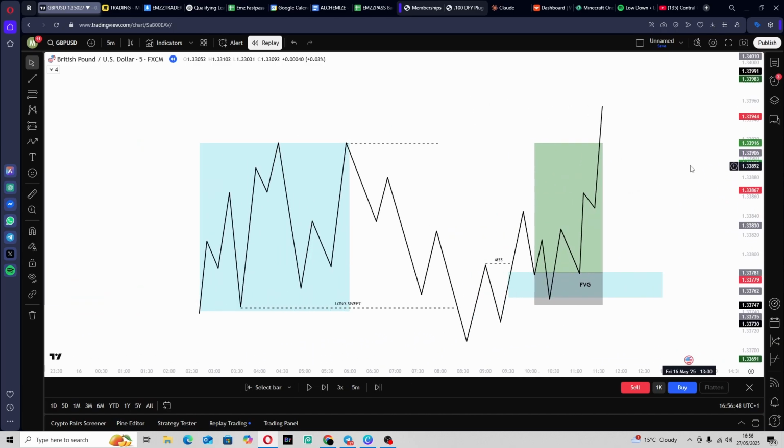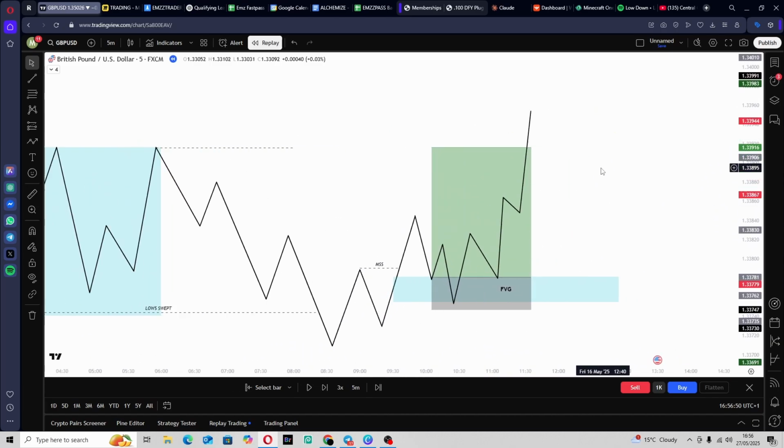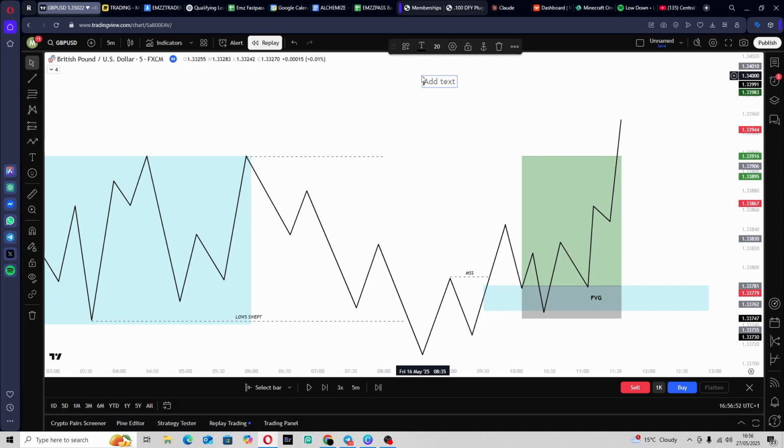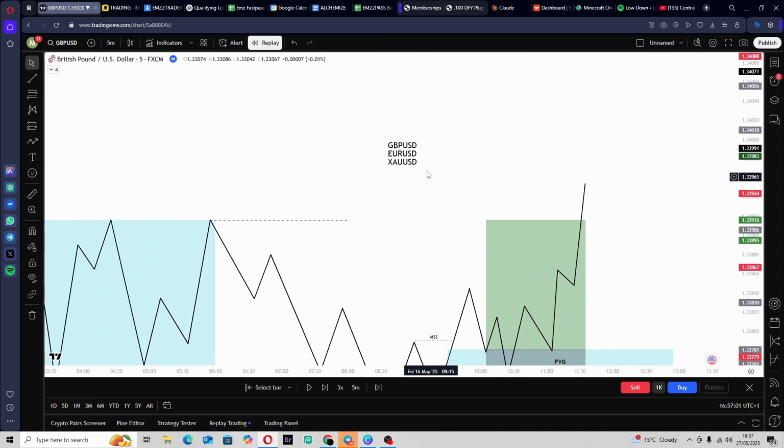That's why you need to listen very carefully, because some of these things these other YouTubers will never ever teach you. Let me show you the pairs that it works on. It works on GBP/USD, it works on EUR/USD, it works on XAU/USD, right? So these are the 3 very, very good pairs that it works on, and I've seen very great success in.